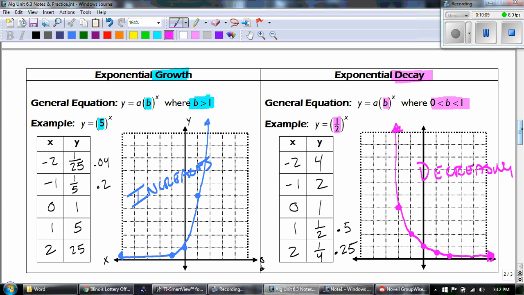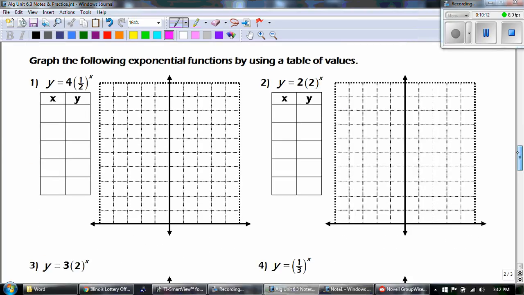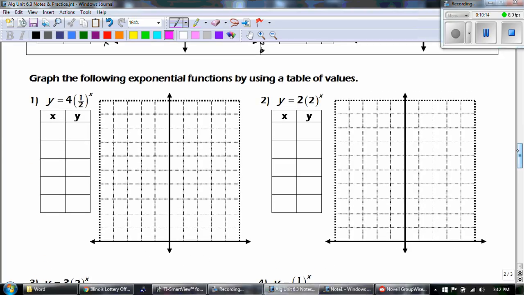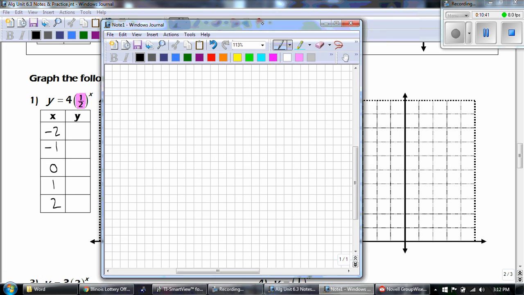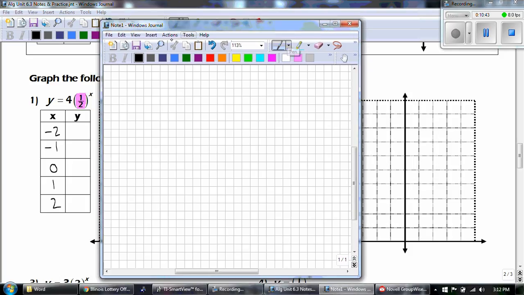All right, so we've done those by hand. I'll do one more of each by hand. Okay, so number one, the first thing that I look at is that 1/2, because that 1/2 is going to tell me that it's decay. And then I plug in the -2, the -1, the 0, 1, and 2. I'm going to come off to the side over here, and I'm going to start plugging some of these points in.